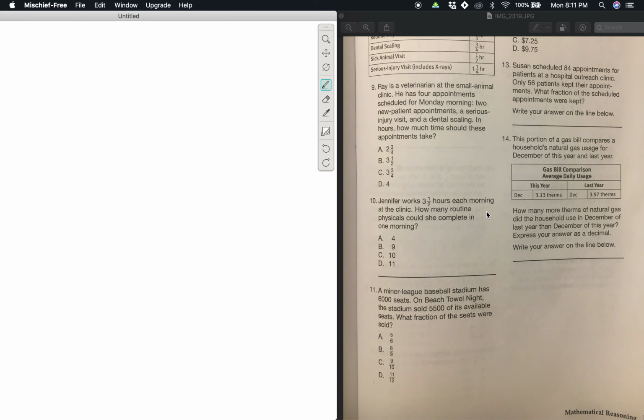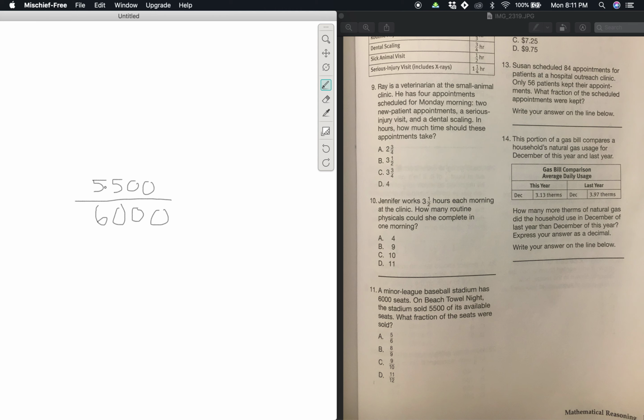Okay, a minor league baseball stadium has 6,000 seats. On beach towel night, the stadium sold 5,500 of its available seats. What fraction of the seats were sold? So let's do this. This is the fraction of sold seats. This is actually already a fraction, but of course, with these, they always want you to simplify them, okay? Because this is a darn big number.